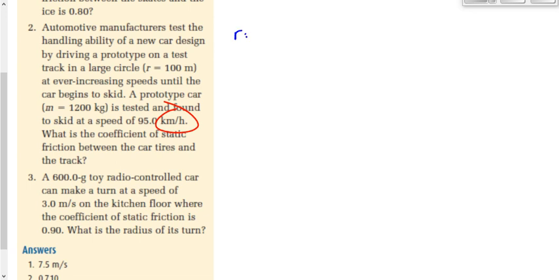The radius of this circle is 100 meters. We know the mass of this car is 1,200 kilograms, although I think we're going to find that the mass of the car doesn't matter. Remember we saw in the example question on Wednesday that the mass ends up canceling out. I think we're going to find the same thing here. The speed is 95.0 kilometers per hour, which we're going to convert to meters per second by multiplying by 1,000, dividing by 3,600. What does that work out to be?